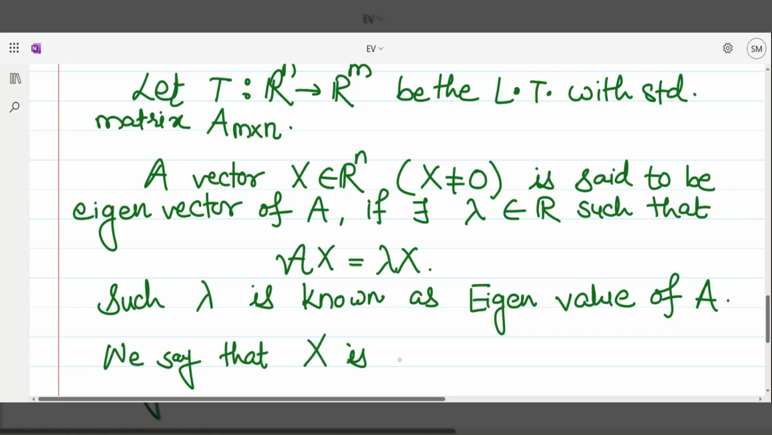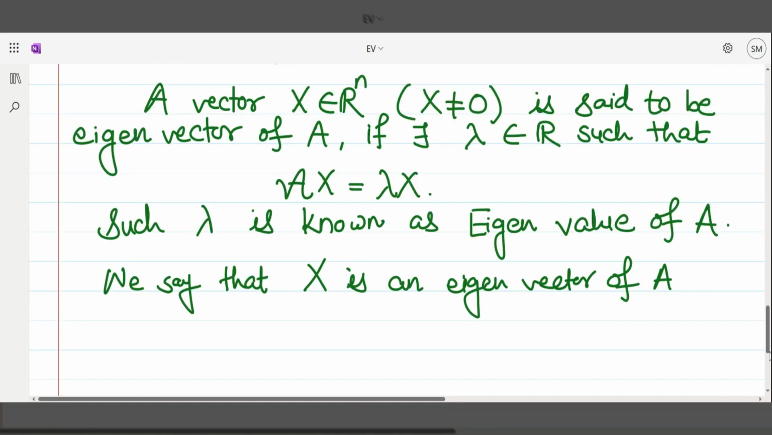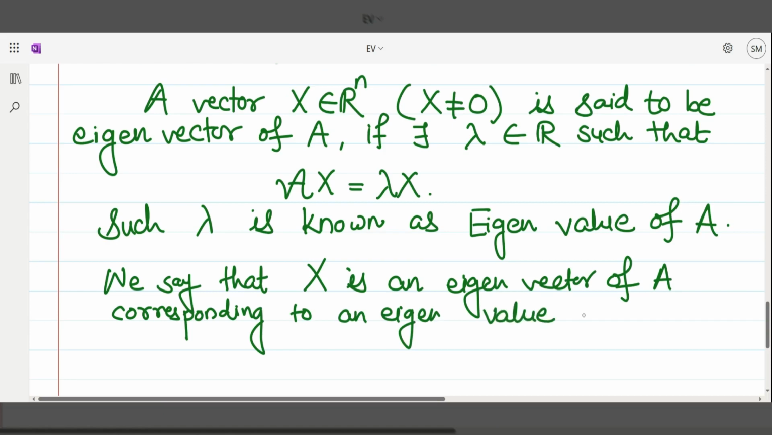So we say that x is an eigenvector of A corresponding to the eigenvalue lambda.